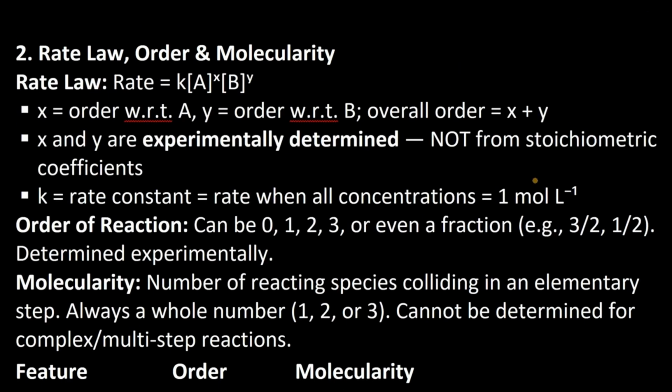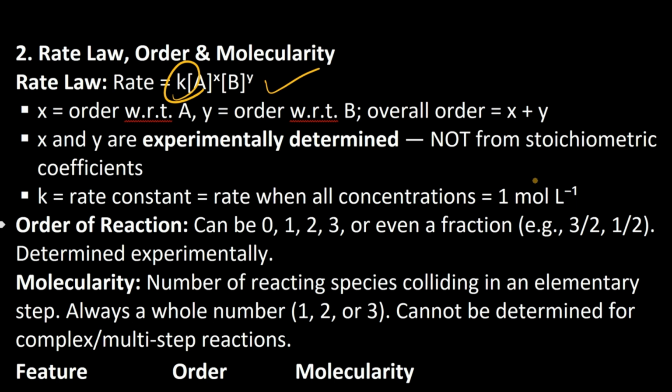Then rate law, order and molecularity. Rate law: you can just write rate is proportional to the concentration of the reactants, right? To remove the proportionality symbol, we use the rate constant, k, times the concentration raised to the power of its coefficient. That is the rate law expression. Order of the reaction can be 0, 1, 2, 3 and so on. It can even be a fraction also. But these are determined experimentally, not theoretically.